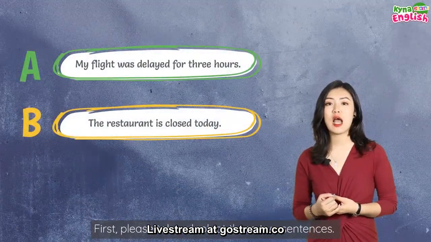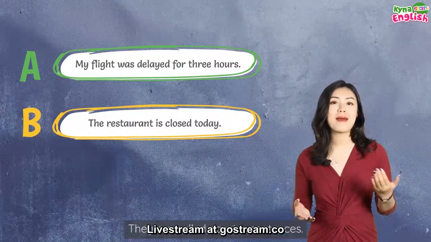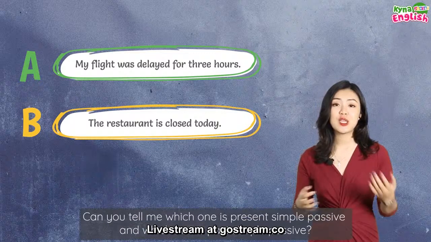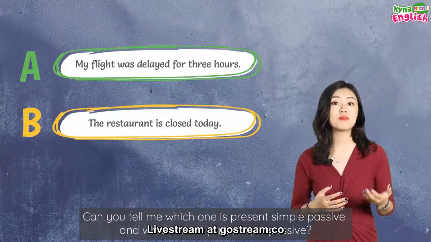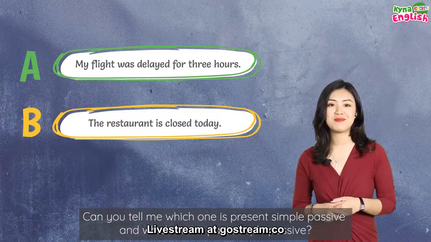First, please take a look at these two sentences. What are they called? They are called passive sentences. Can you tell me which one is present simple passive and which one is past simple passive?